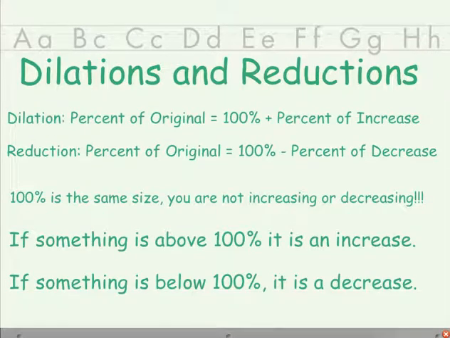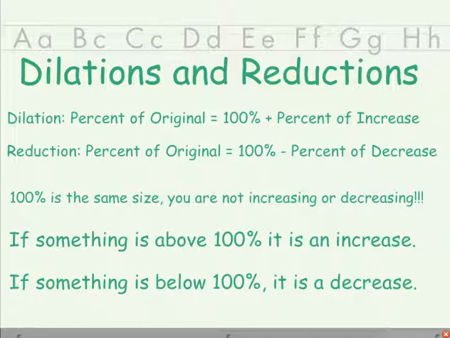When we're talking about dilations and reductions, make sure that your wording is correct. We can talk about percent of the original, which means we're taking my original 100% plus a certain percent of increase, which means my dilation is going to be something like 125% or 175% or 225%, meaning that we're increasing by a certain amount above that 100%. So in the first case, 125%, we would be increasing by 25%.